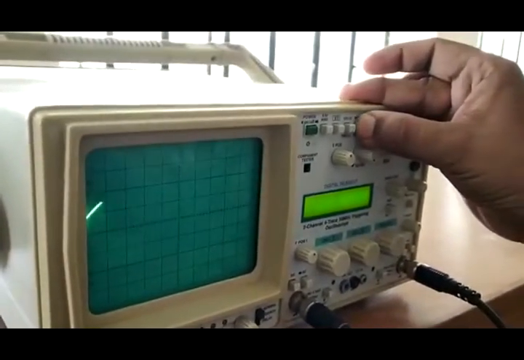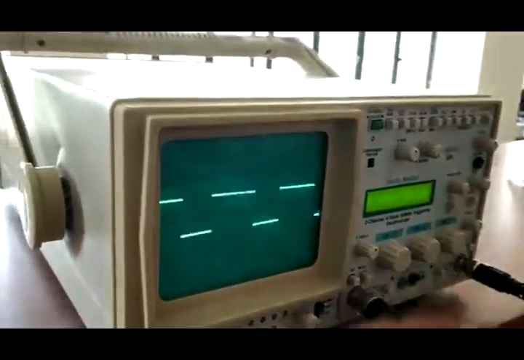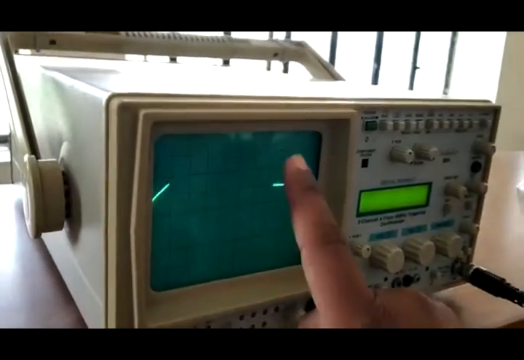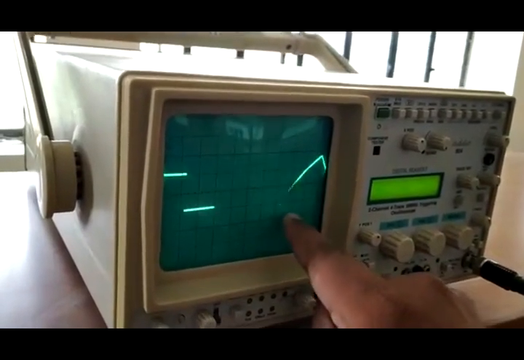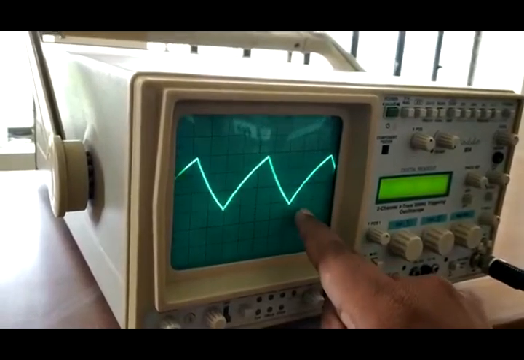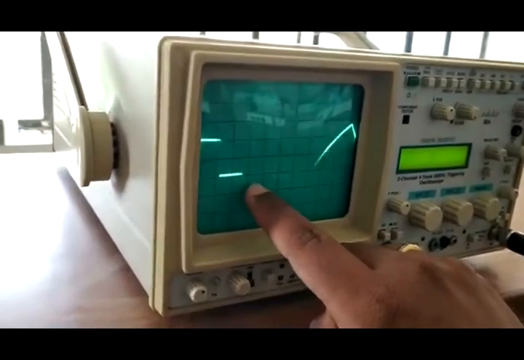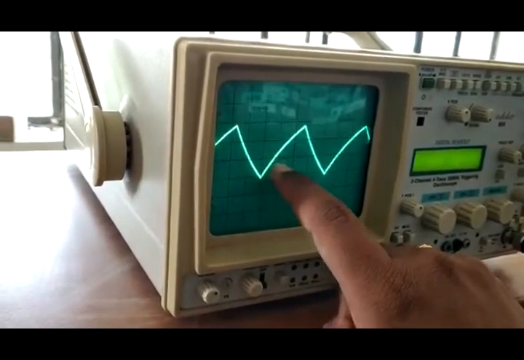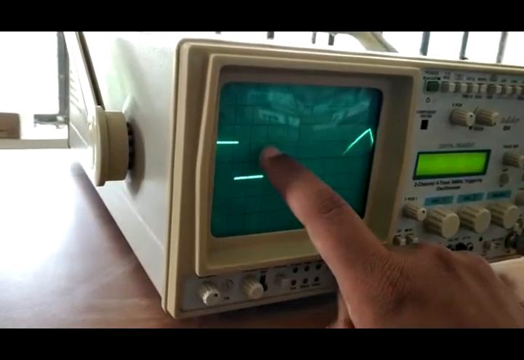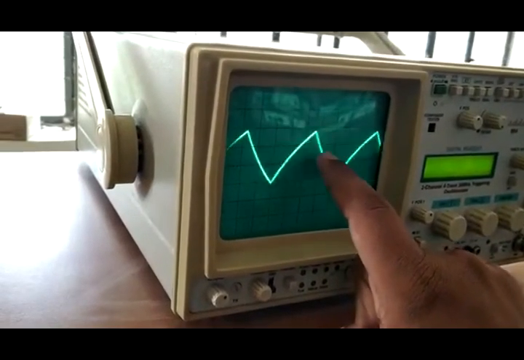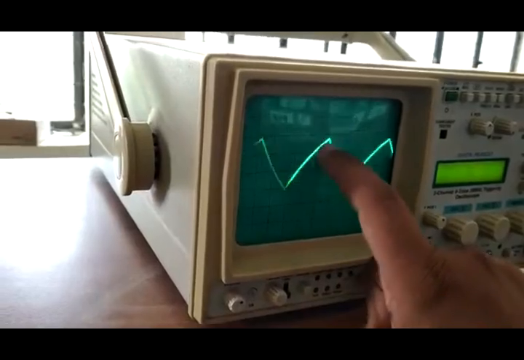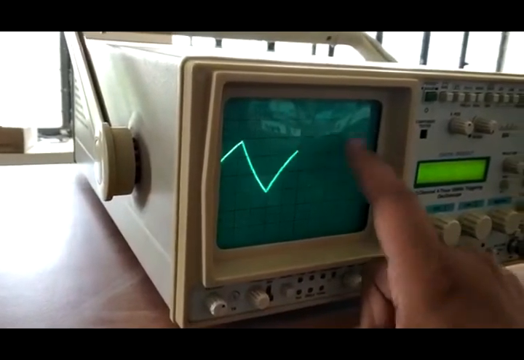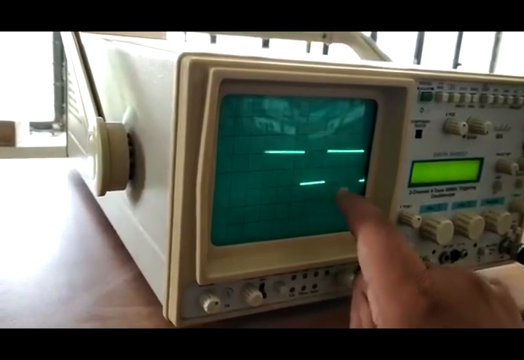So now this shows some kind of triangular wave. This shows the variation of the charging and discharging process of the capacitor. You can observe one thing: when the capacitor is charging, the output is going high, and when the capacitor is discharging, the output is going low. So this shows the charging and discharging in line with the output voltage.